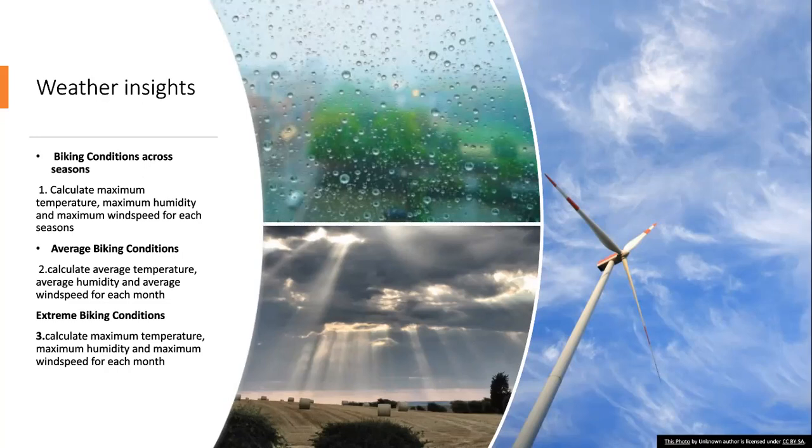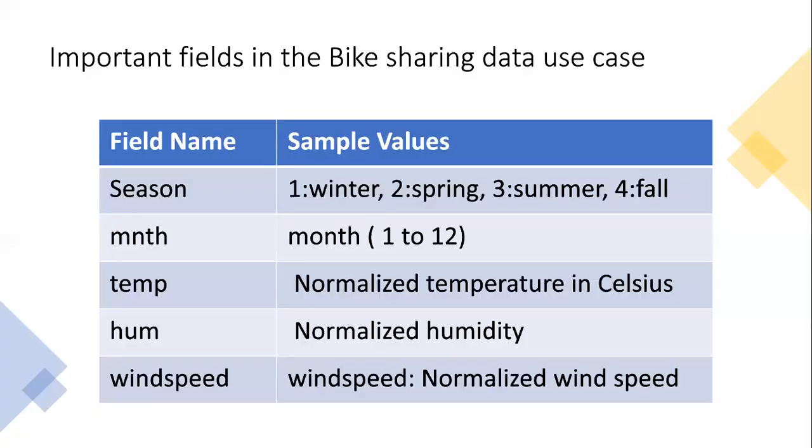If there is something minimum in these climatic conditions, he might be interested to take a bike in that season and go around the city. So one insight he wants is to understand the climatic conditions across all the seasons. For that, we need to calculate the maximum temperature, which we captured here, humidity and wind speed.